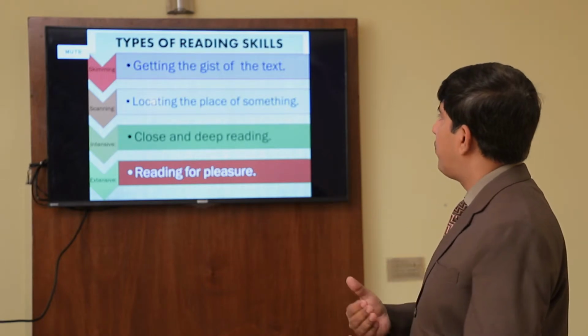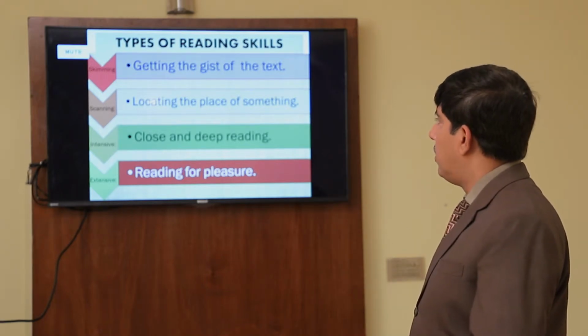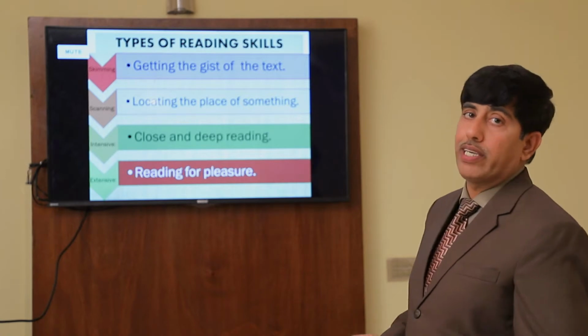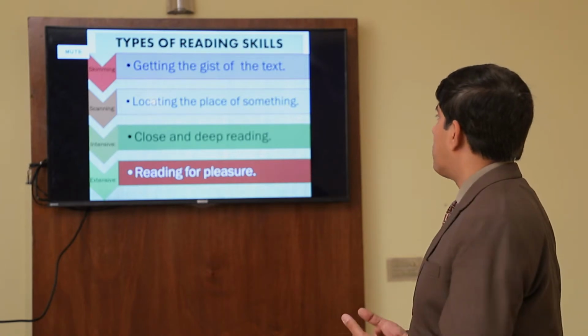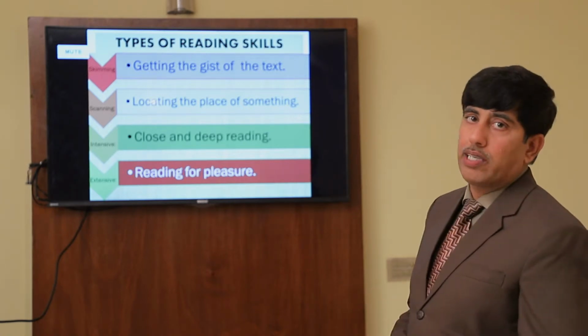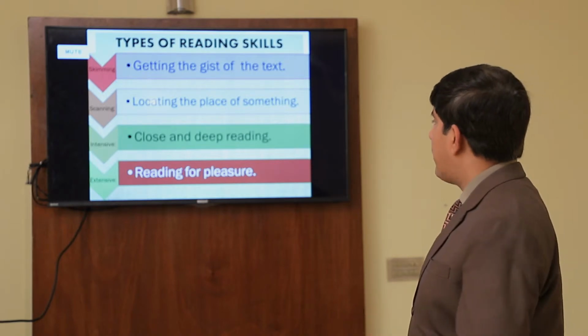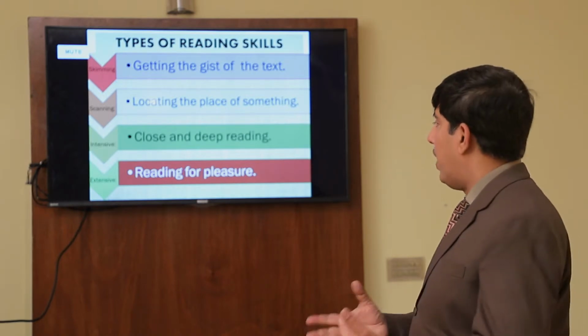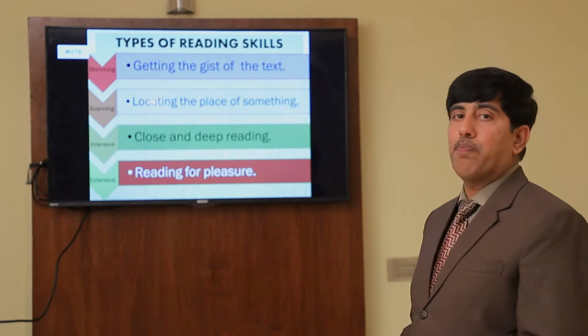These are the types of reading skills: skimming, getting the gist of the text, and if we locate the place of something, that is called scanning. Intensive is close and deep reading, while extensive is reading for pleasure.